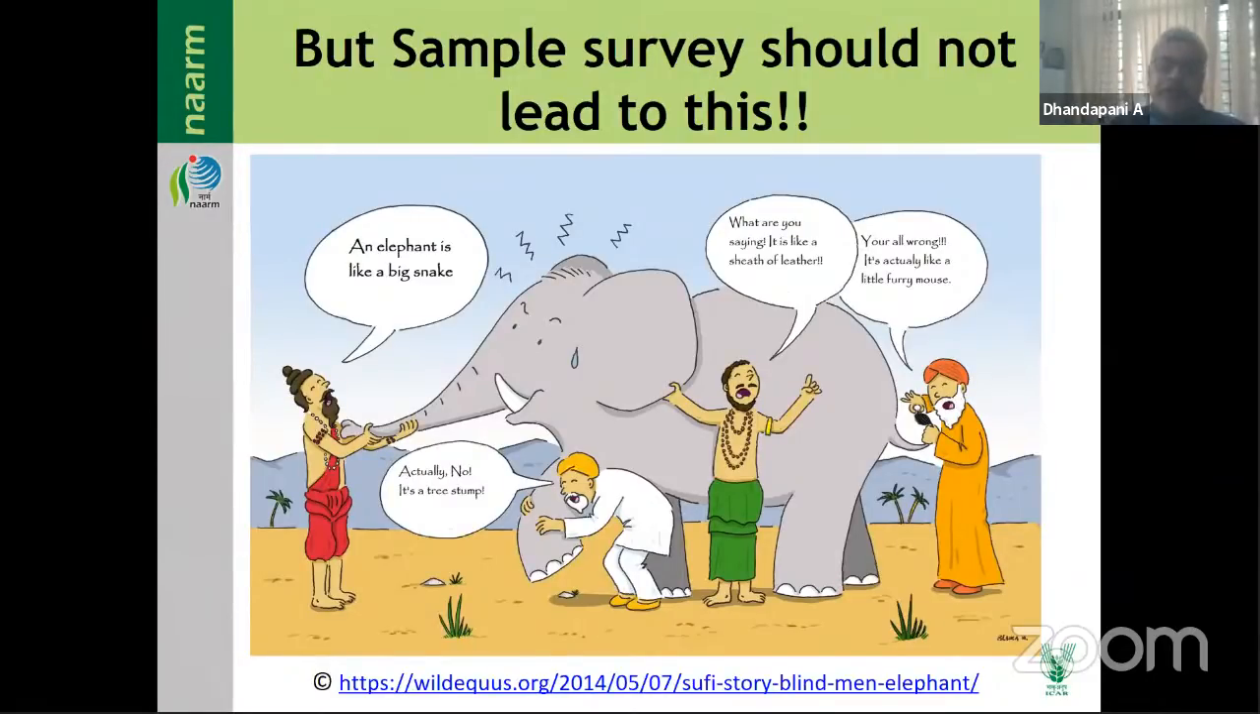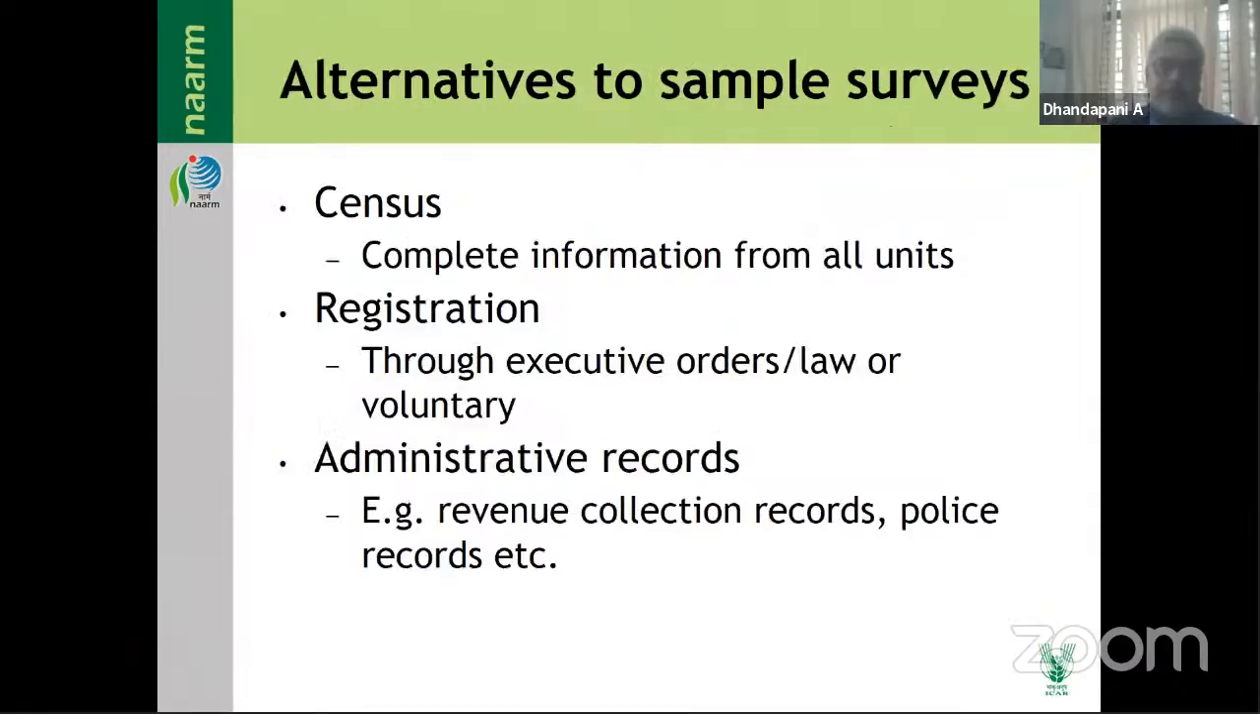Otherwise, what is going to happen is that you might have picked up a tail and then you may be thinking that it is a mouse or something like that. So we don't want to make such kind of mistakes. The entire theory of sampling techniques tries to make sure that you are able to infer about the population based on a sample on a sound theoretical footing. So that is what we have to be careful about.